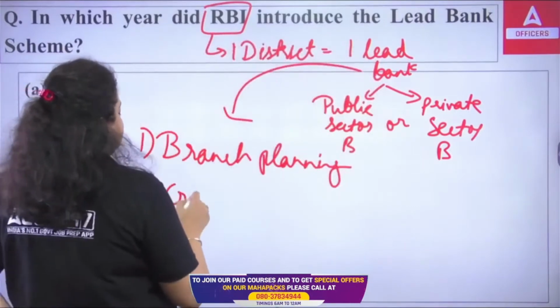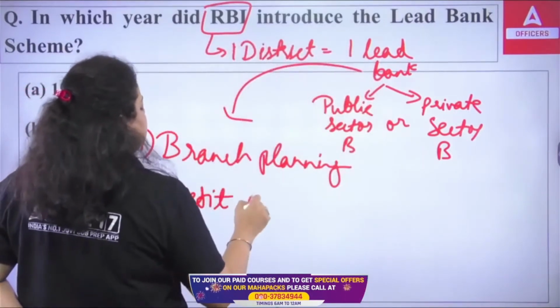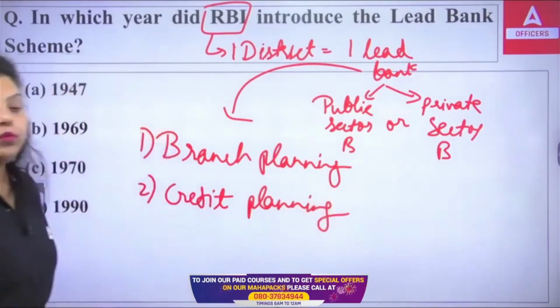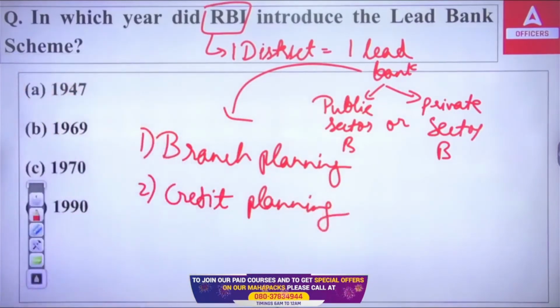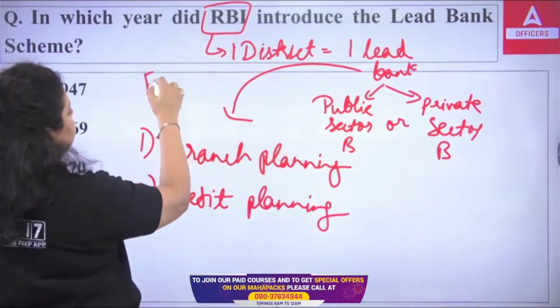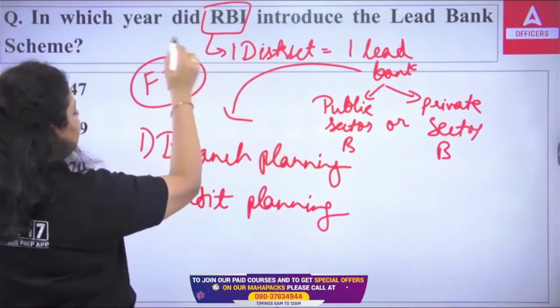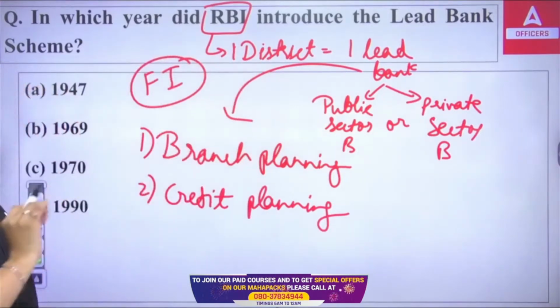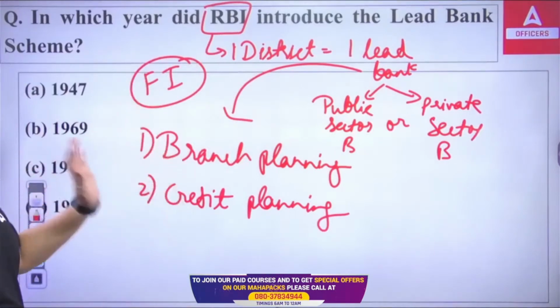The second thing, they will do the credit planning also. Like what kind of loan product can be introduced, what kind of credit facility should be in this particular district, that will be done by the lead bank scheme. Clear? So this is what we are talking about, the lead bank scheme. It helps financial inclusion by having a lead bank in each district of the country, and that district lead bank will focus on branch expansion and the credit plan.